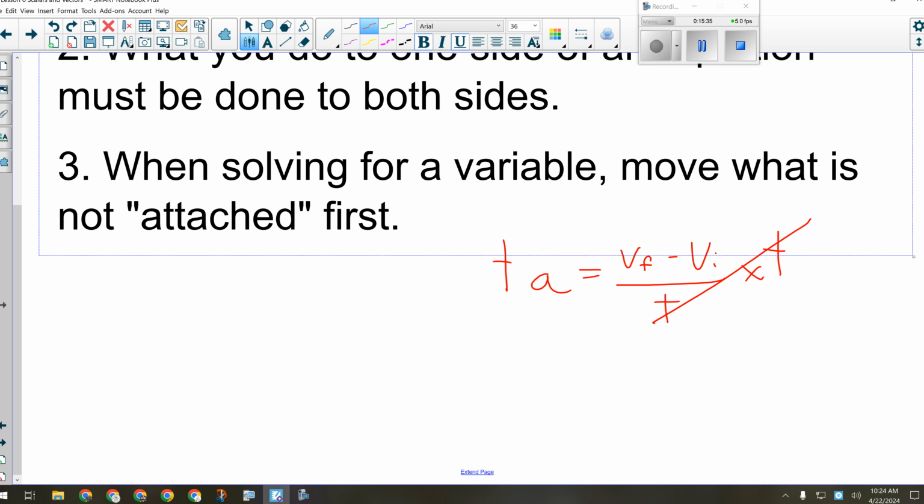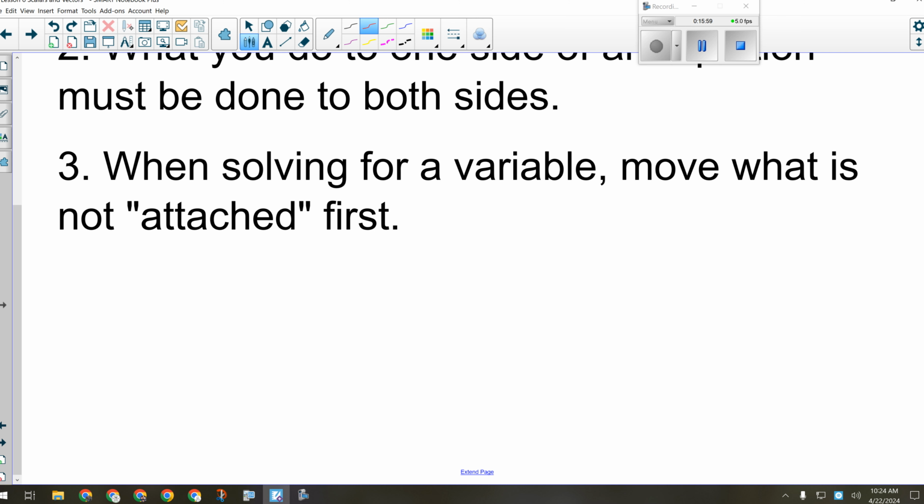I've done that. Right? Now I want t by itself, so what do I have to do with a? Divide by a. And what I did to one side, I did to the other. So now I've solved for t. That wasn't so bad. Okay? Let's set that up again, but now let's solve for something else. Let's solve for this instead. I've still got this formula, but now I want to solve for VF.